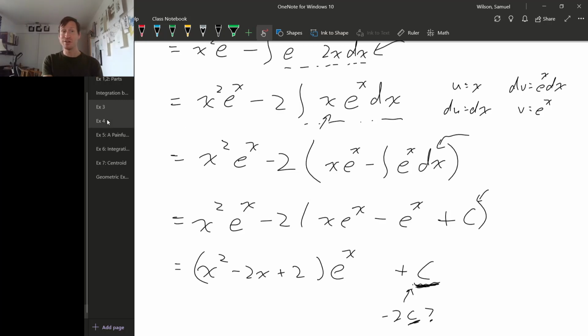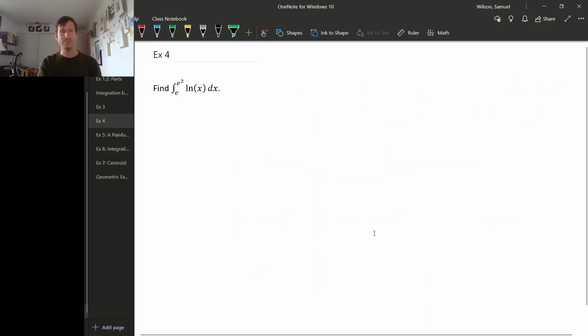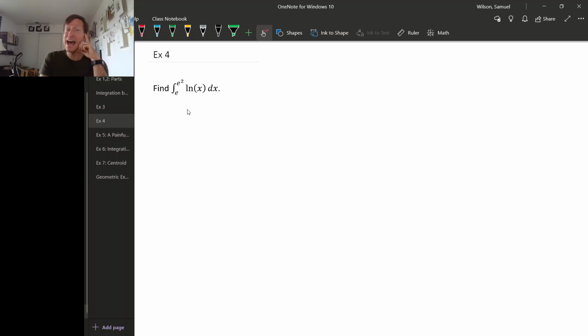Let's look at another variation on the theme. So how about finding this definite integral from e to e squared of natural log x? You might have wondered, hey, what is the integral of natural log x? It seems a little bit strange that we haven't figured it out yet. It should have an antiderivative because every continuous function has an antiderivative, but is there actually a formula for it that we could write down?